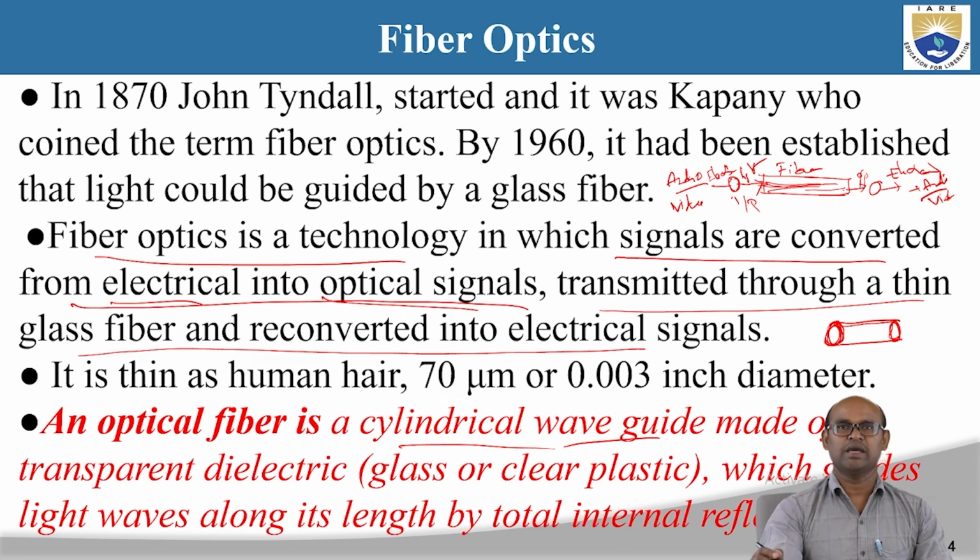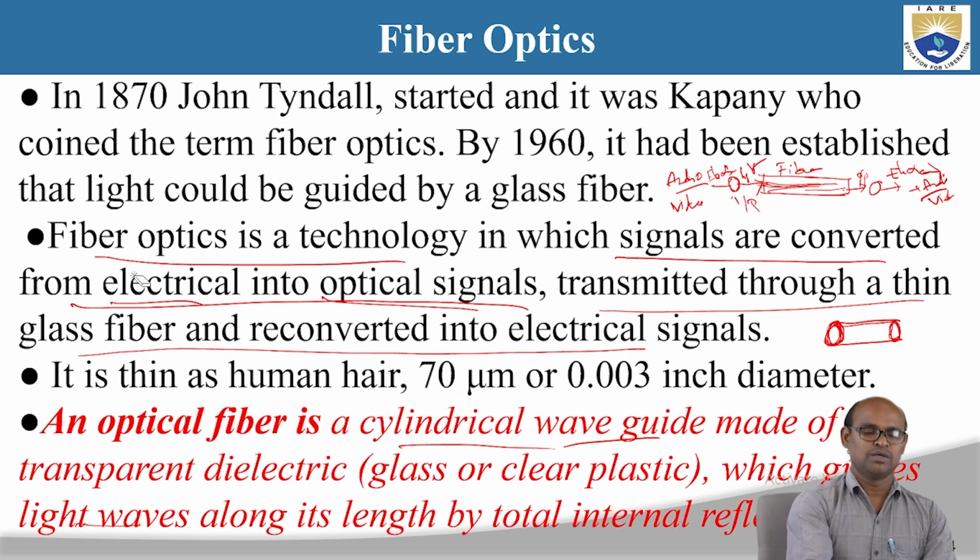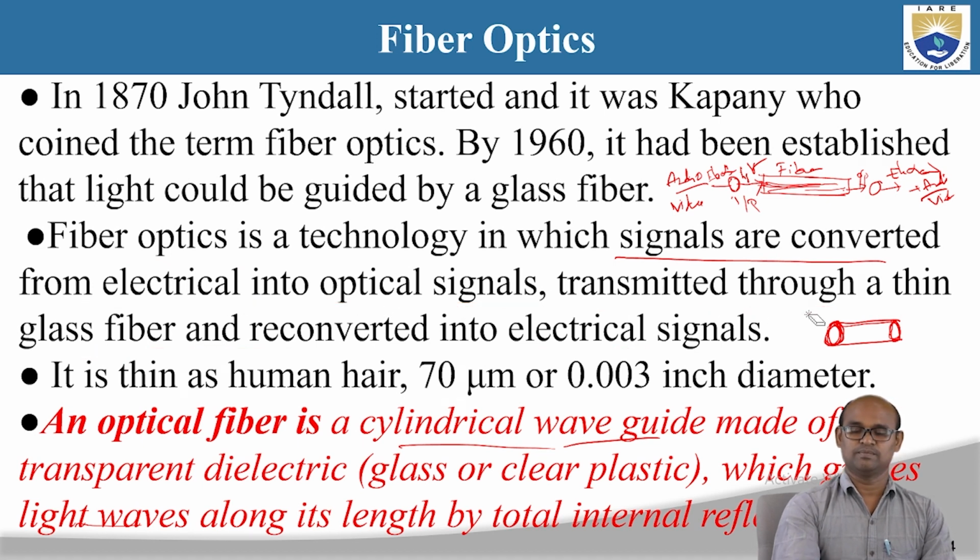But this is a waveguide. Optical fiber is a waveguide because it is a medium which guides the light waves. Okay? And the light in this optical fiber can propagate through total internal reflection. It can propagate through the fiber by total internal reflection. Okay, so optical fiber guides the light waves along its length by total internal reflection. So this is the phenomenon that is used in optical fibers for the propagation of light signal.